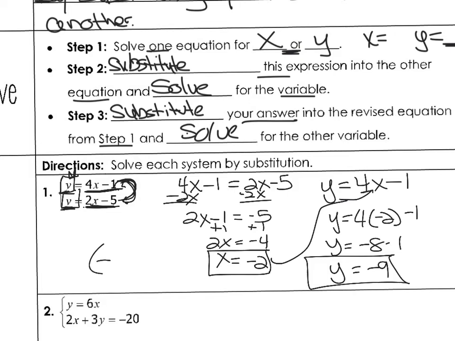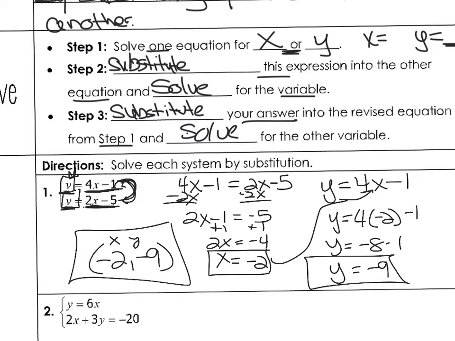And it's an ordered pair, right? So x comes first. So my solution is the ordered pair, negative 2, negative 9. All right. So it's pretty easy when they're both y equals or they're both x equals. All you do is set one equal to the other and solve.